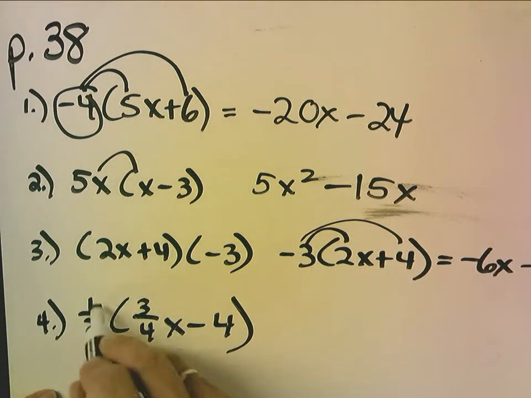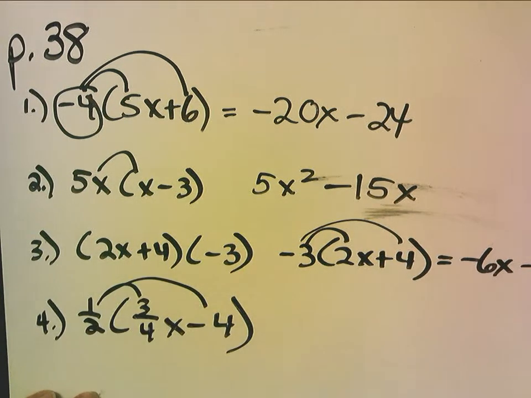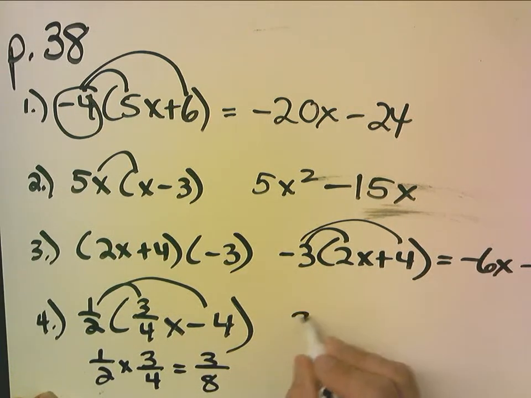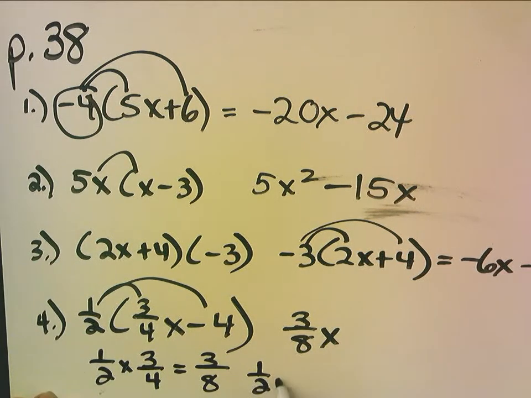Now here, we're multiplying by a fraction. So 1/2 times 3 over 4 equals 3/8. So we have 3/8 x, and 1/2 times 4 is 2, but it's a -4, so we know it's a -2.